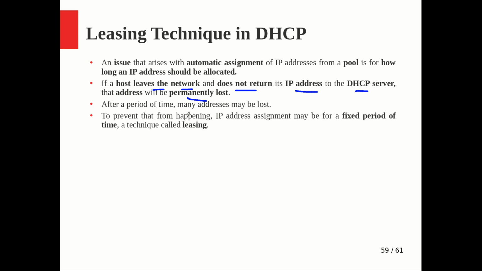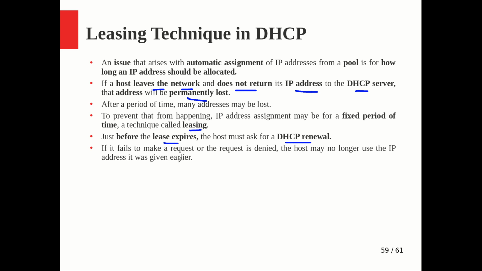To prevent this from happening, the IP address assignment happens for a fixed period of time, and that is what we call leasing. So we are leasing that particular IP address for a fixed period of time. Before the lease expires, the host must ask the DHCP server for renewal. If it fails to make a request, or the request is denied, the host may no longer use the IP address it was given earlier.